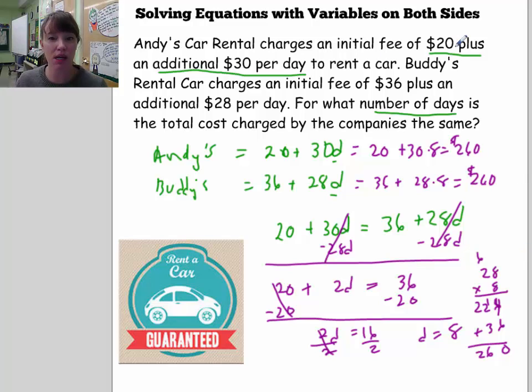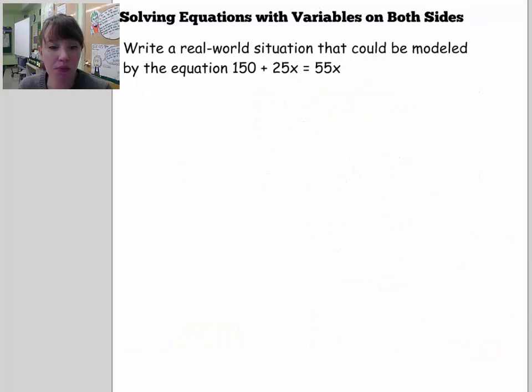So notice what I did was I made a cost structure for both Andy and Buddy, and then I set the cost structures equal to each other. And then I asked myself, for what D value does this work? Then I checked my answer by putting that number of days into both cost structures to see if they indeed give the same result.